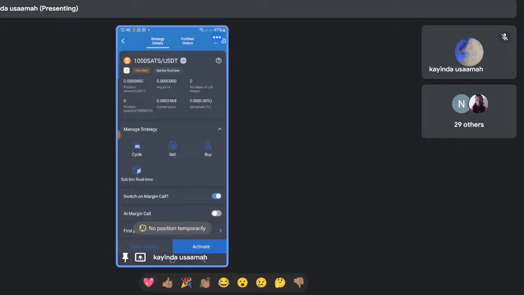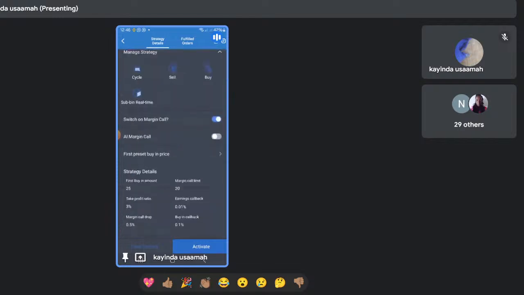Then we have buy. Buy means you can buy a token still manually with the robot. Then we have switch on margin call. When you switch it off, the robot won't buy margin calls. When you switch it on, the robot will buy margin calls. Then we have AI margin call, where the robot will be in charge of buying your margin calls. It will make sure that it buys at the right time, always.